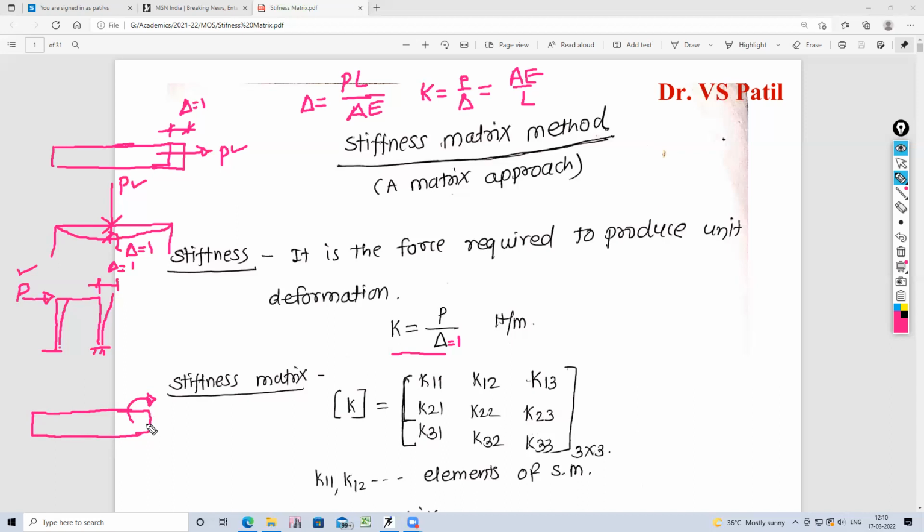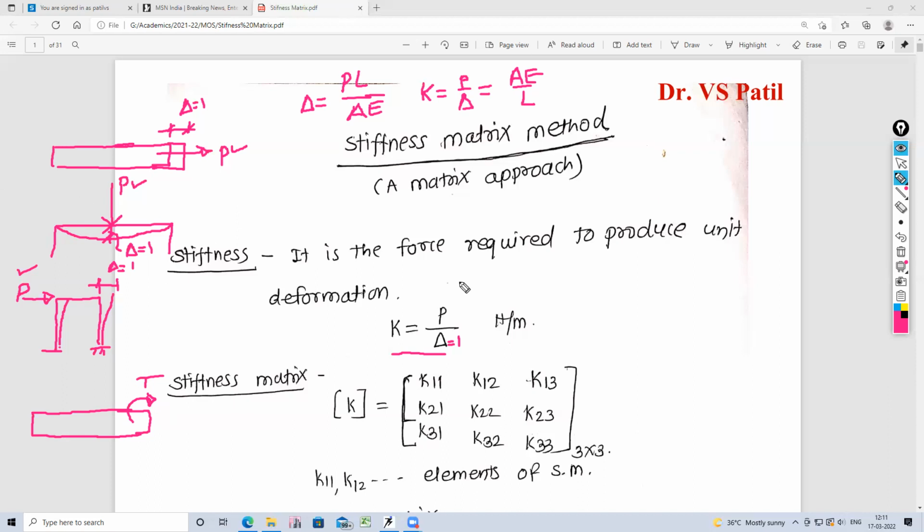So the twisting moment required to produce a unit angular deformation is the stiffness, and this stiffness is called the torsional stiffness. So this is the basic concept of stiffness.